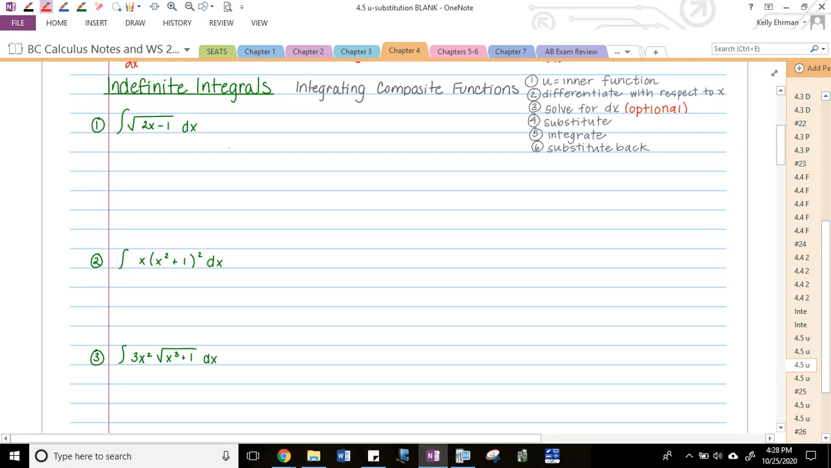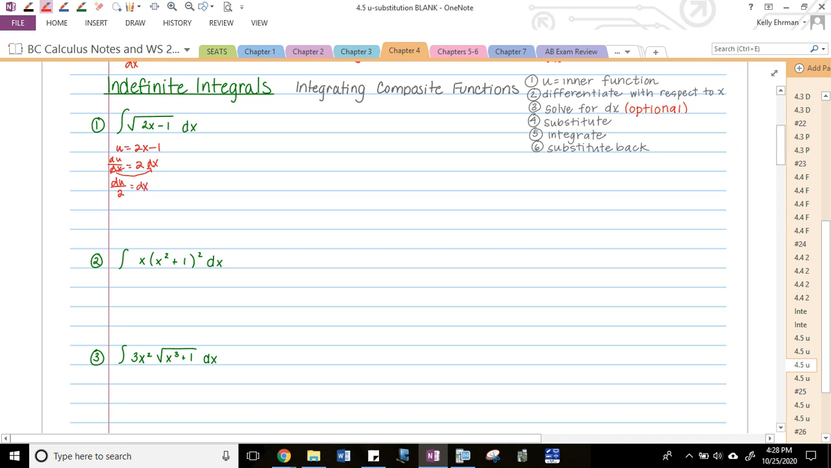So let u equal your inner function. Write that below: u is equal to the inner function, which is 2x minus 1. Differentiate with respect to x. So find du/dx. It's equal to 2. Solve for dx. Now this is kind of optional, but I like to do it, especially when you're starting out. What does solving for dx do? The derivative of u with respect to x means multiply the dx over there and then get dx by itself: du divided by 2 is equal to dx.